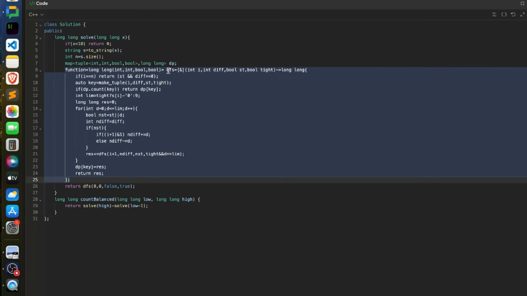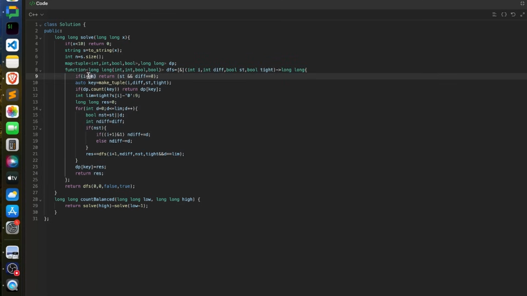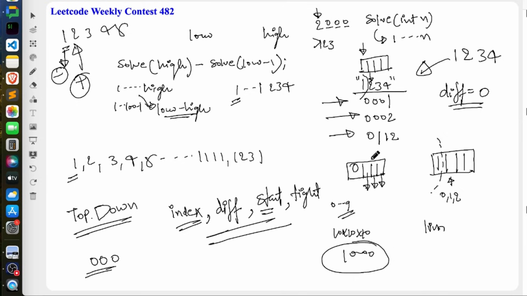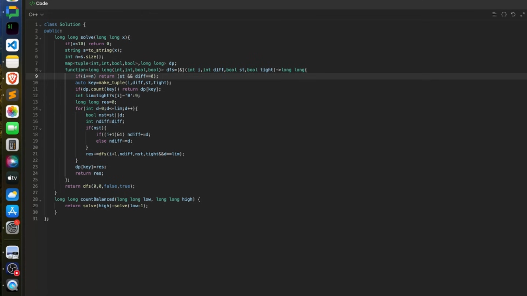Now let's go to the DFS function. If i equals n, it means you have completed all the places. Here there are 4 places, so all the 4 places are filled. Then just check whether you started or not. You must be started, and the difference must be 0, because the second condition was that the sum of digits at even positions must equal the sum of digits at odd positions. So just check started and difference equals 0. It will return true, otherwise false.